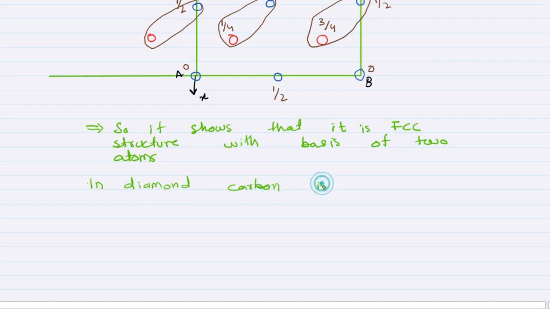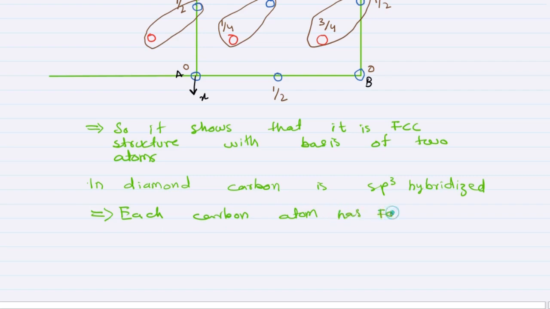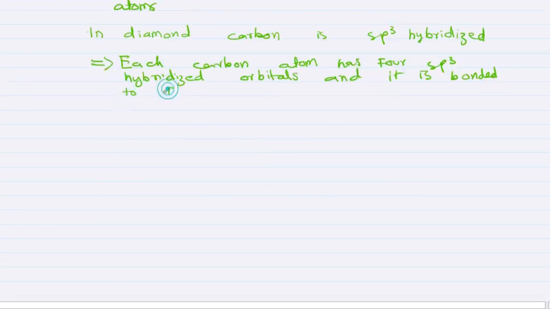In diamond, carbon is sp3 hybridized, each carbon atom has 4 sp3 hybridized orbitals, and it is bonded to 4 other carbon atoms in tetrahedral symmetry.